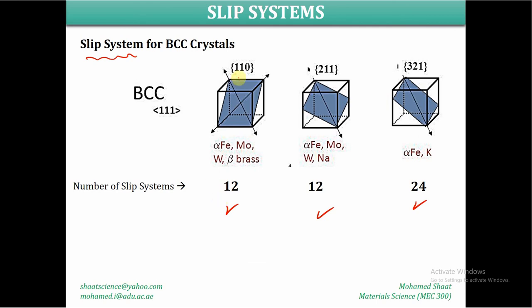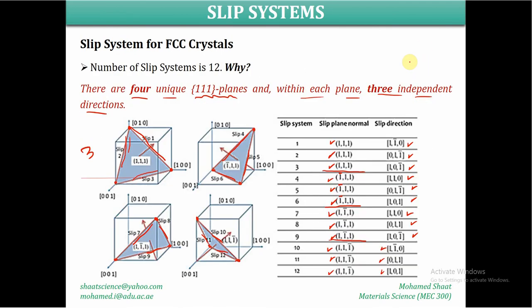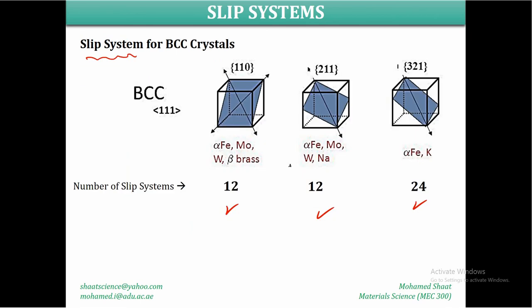In one slip system, the crystallographic plane will belong to the 110 family, and this gives a slip system. There is another slip system that belongs to the 211 family, and a third slip system which is 321. So in the FCC crystal structure, we would have only one slip system type with 12 possibilities, which will be 12 slip systems. But here we have 3 types of slip system: one that uses the crystallographic plane 110, another which is 211, and another which is 321.